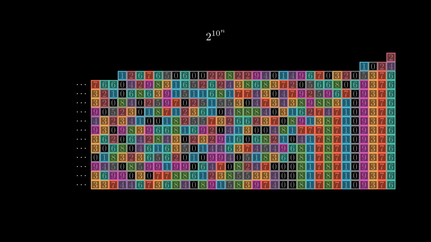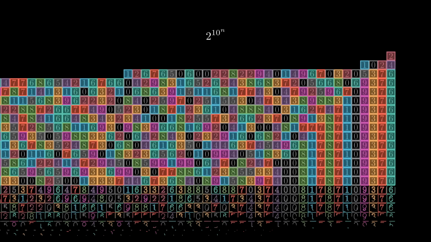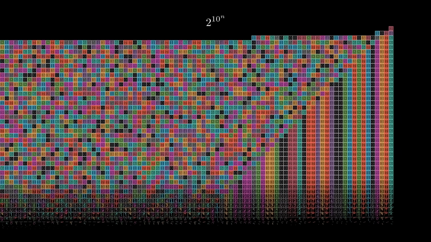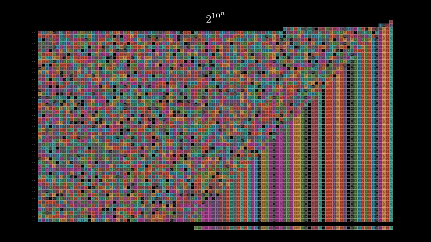Let's include some more data. What this is suggesting is that the last few digits of 2 to the 10 to the n plus 1 are exactly the same as the last few digits of 2 to the 10 to the n. And as we increase n, the agreement gets better and better. In other words, in some weird sense, these numbers, these large powers of 2, are converging to something.